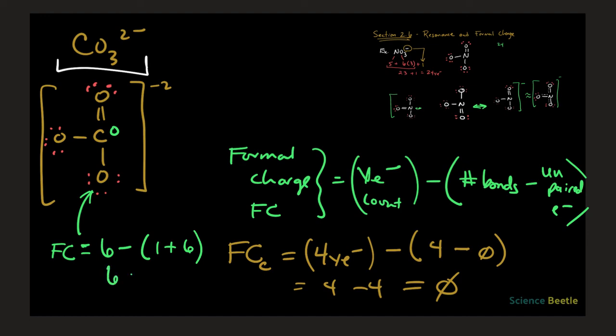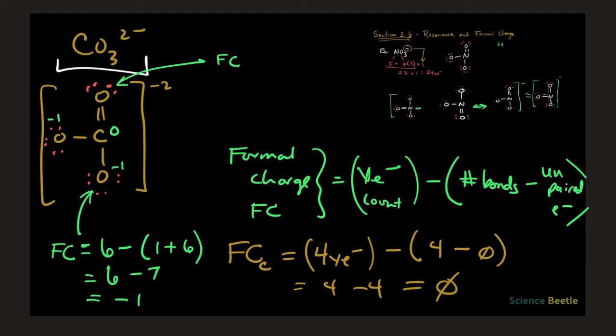So this would be 6 minus 7, which means that the formal charge for this particular oxygen atom is going to be a minus 1. And so when we write it, we would write minus 1 charge there. That would be the same charge over here, minus 1 on the oxygen to the left. And then the formal charge for the remaining oxygen atom at the very top, let me just write it over here.